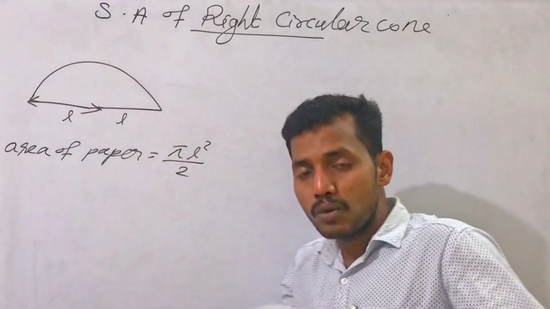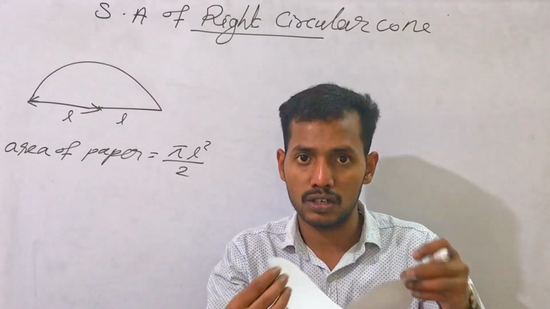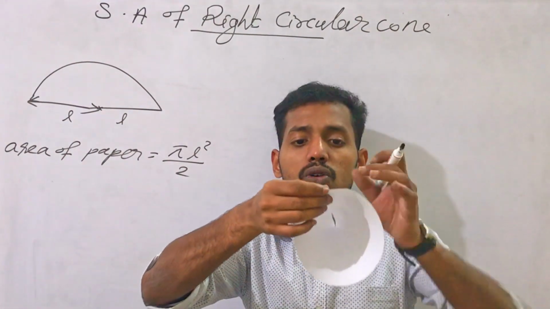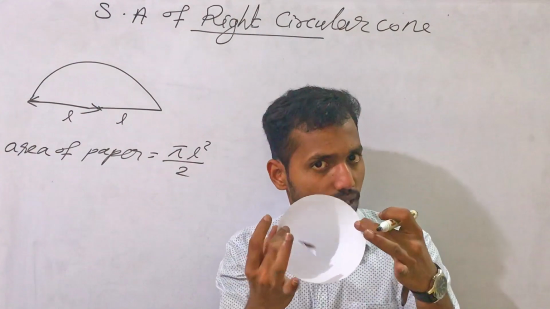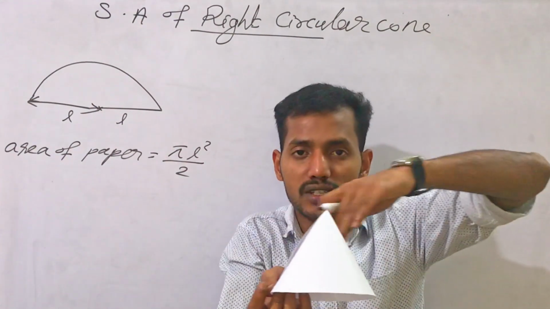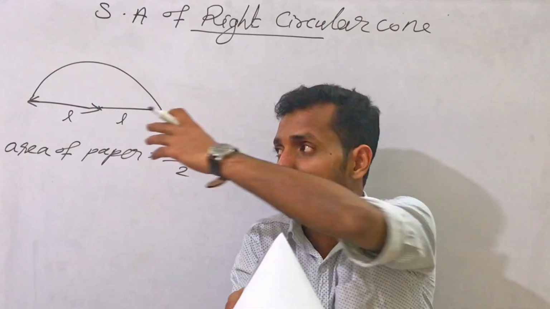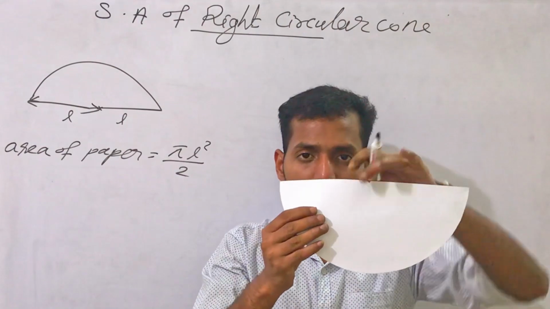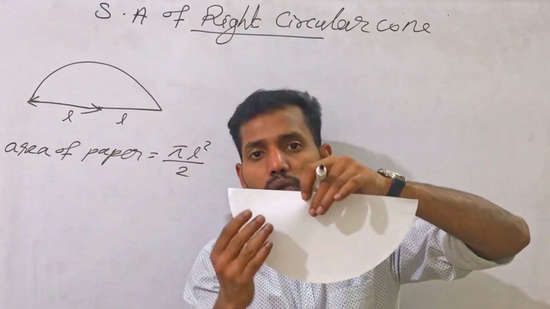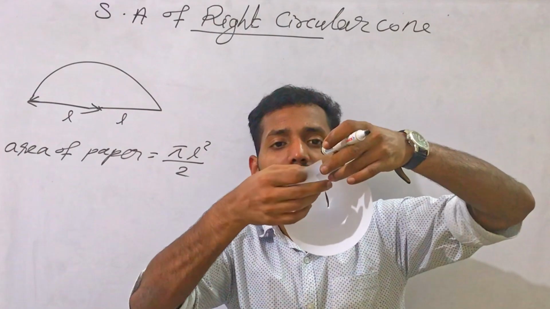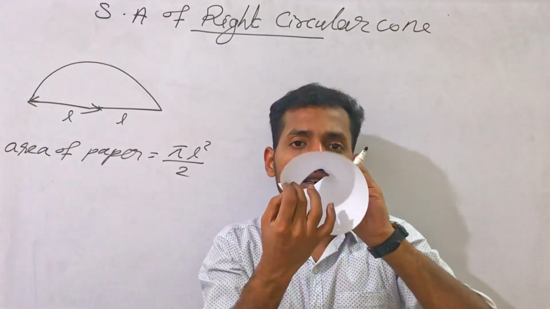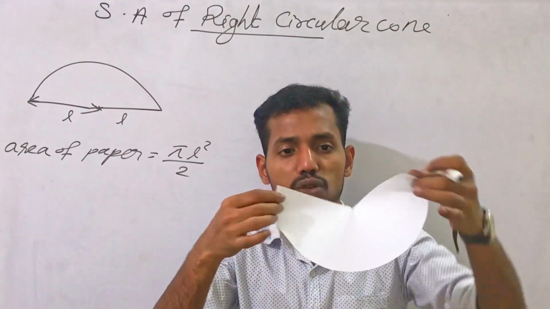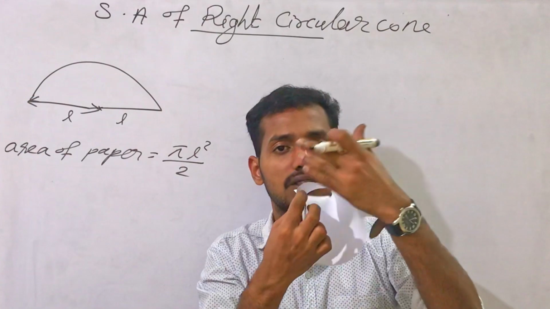Now, I am going to fold this piece of paper to make it into the shape of a cone. Now it is in the form of a cone. So the curved surface area of this cone should be equal to the area of this piece of paper, because nothing was added or subtracted. And one more thing is that the length of the semicircle should be equal to the length of the circle formed when I made the cone.